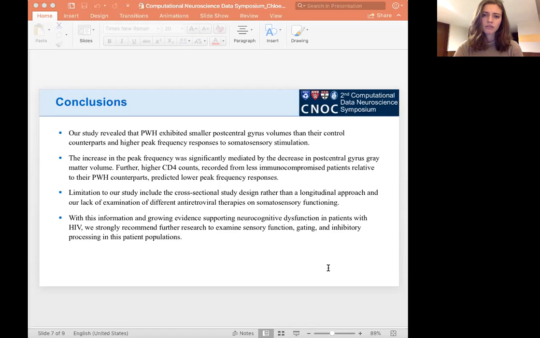Our study, of course, had a few limitations, including the cross-sectional design rather than longitudinal approach and our lack of examination of the potential effects of different antiretroviral therapies on somatosensory functioning. With this information and others supporting neurocognitive dysfunction in patients with HIV, we strongly recommend further research to examine sensory functioning, gating, and inhibitory processes in these patients.